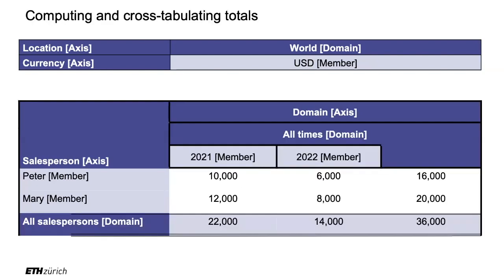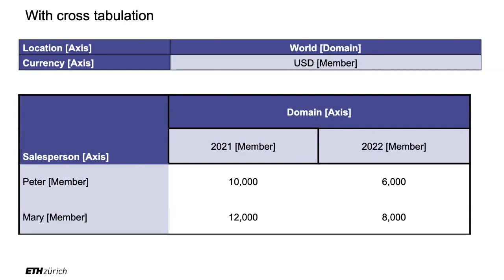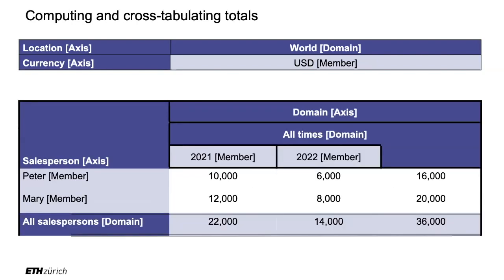Okay, now, how can we add totals? Imagine that I want to see the totals of all salespersons and the totals over all periods. I'm not sure why I wrote domain here, it should be period. So what you can add is a third line here. There's Peter and Mary, and you add all salespersons' domain. That's again the aggregation. And you have these fancy horizontal lines that just indicate that's the total, right? 10 plus 12 gives you 22. And then you do the same in the other direction.